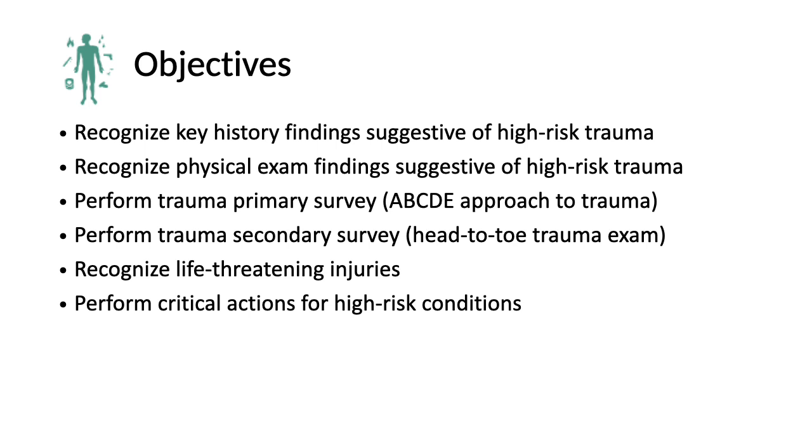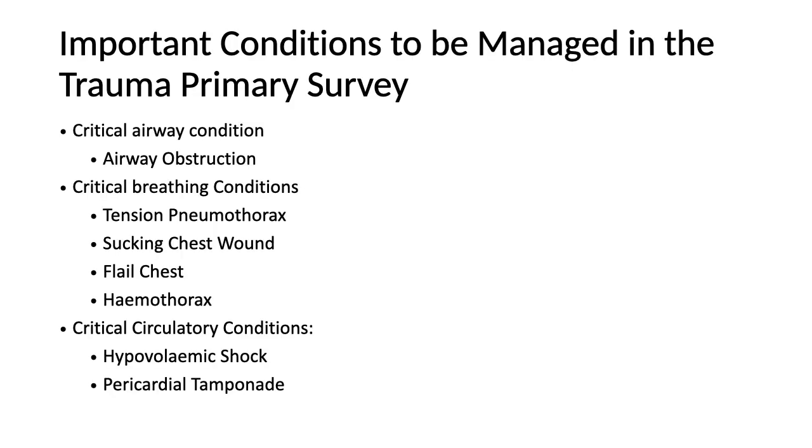for high risk conditions. While we are doing, or before we finish, the primary survey, we would like to recognize some important conditions. These are critical conditions. We need to recognize them and manage them as early as possible. Critical airway condition: airway obstruction. Critical breathing conditions: tension pneumothorax, massive hemothorax, sucking chest wound, and flail chest. Critical circulatory conditions: hypovolemic shock and pericardial tamponade.